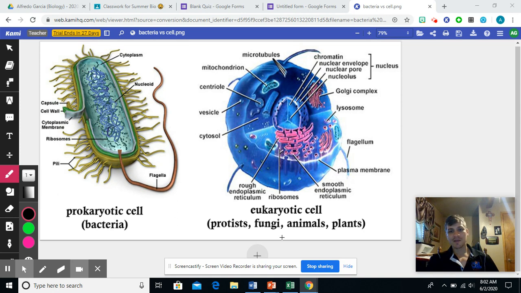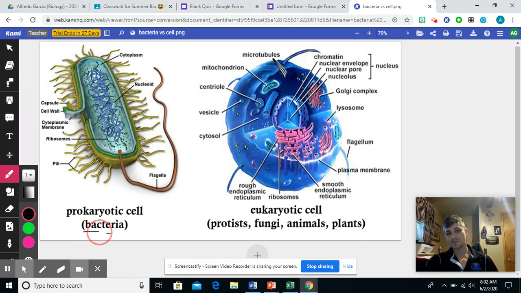So if you guys can see here, we have two very different looking cells, right? If you guys ever do see pictures of the different kinds of cells in the test, they're probably going to look a lot like this. So it would benefit you guys to kind of just look at these and memorize the way that they look, right? So the two different types of cells are prokaryotic cells and eukaryotic cells.